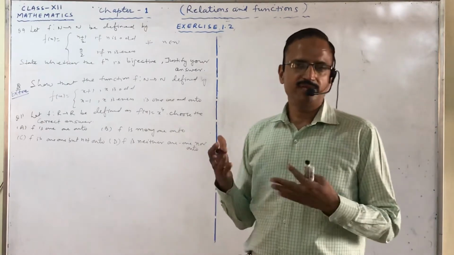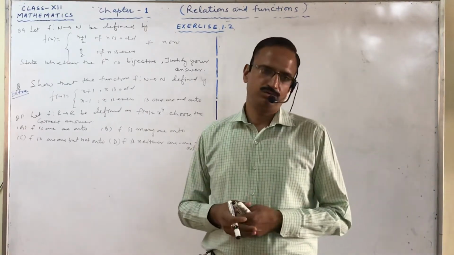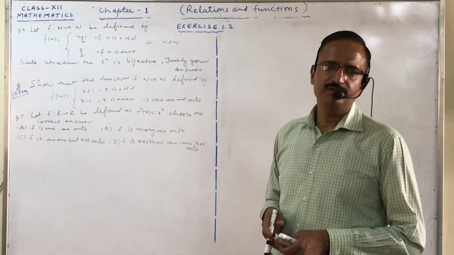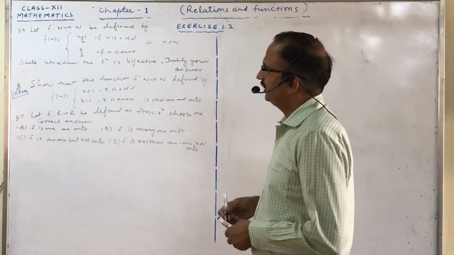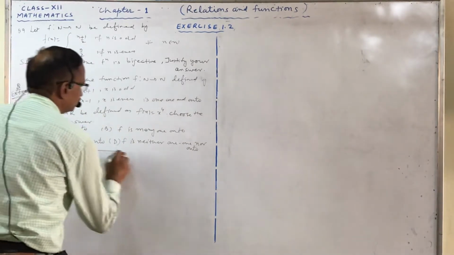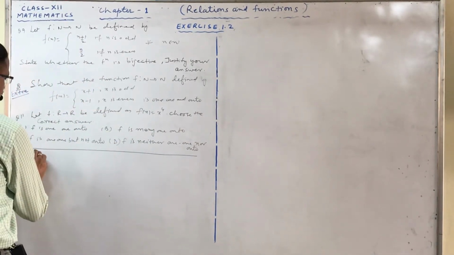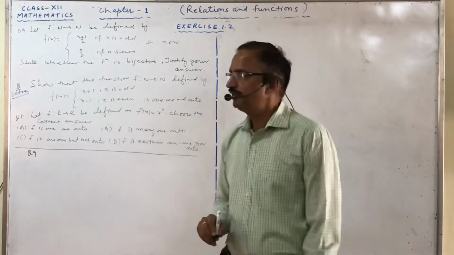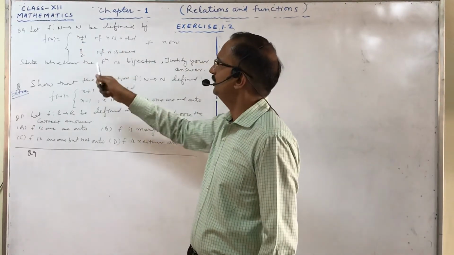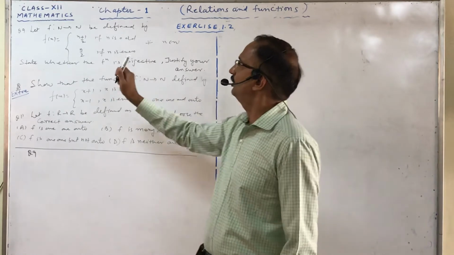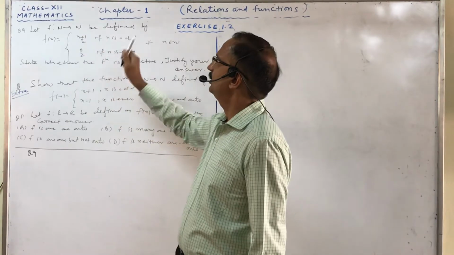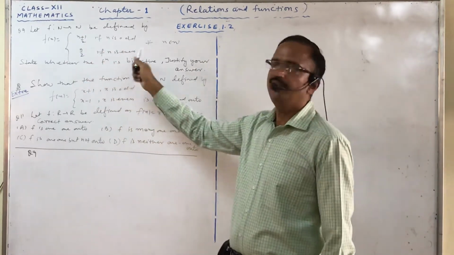Means we have to check whether it is 1-1 and onto. If it is 1-1 onto, then it is bijective. Otherwise it is not a bijective function. Okay, so let us check. We will start with 1-1. This is question number 9. So first of all, we will use this function when n is odd and this function when n is even.